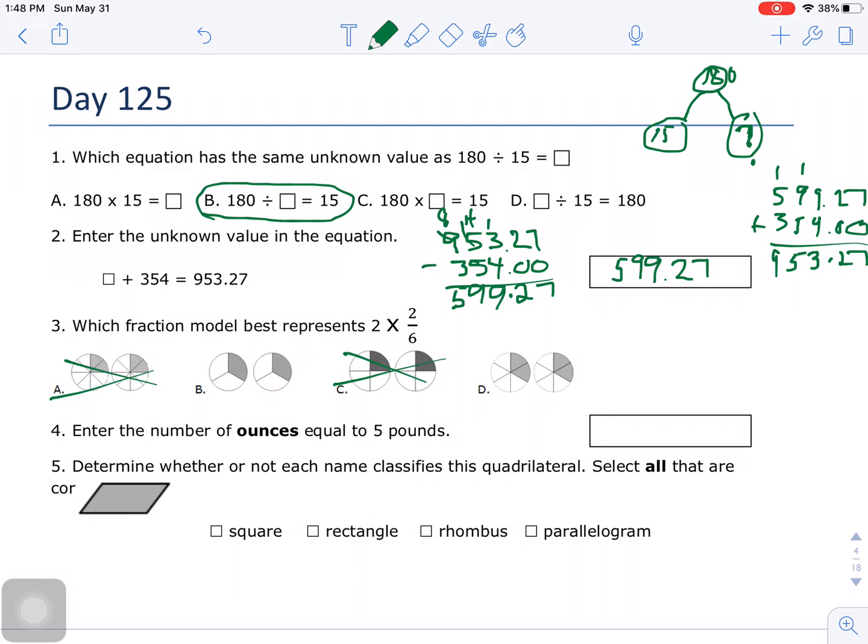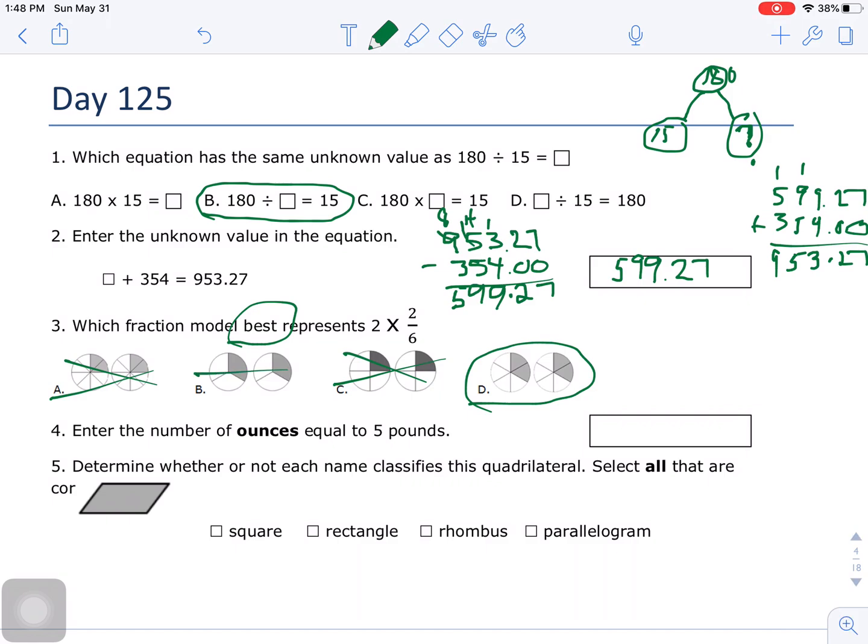If we look at B and D, they have the same amount shaded. In other words, D is 2/6, B is 1/3. But the key here is it says which model best represents 2 copies of 2/6. So we're going to go with D. Even though B and D are equivalent, D is more specific to the expression. There you have it.